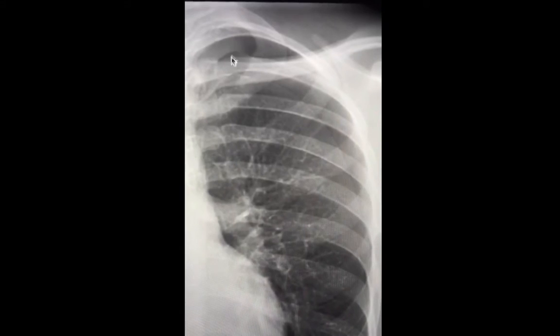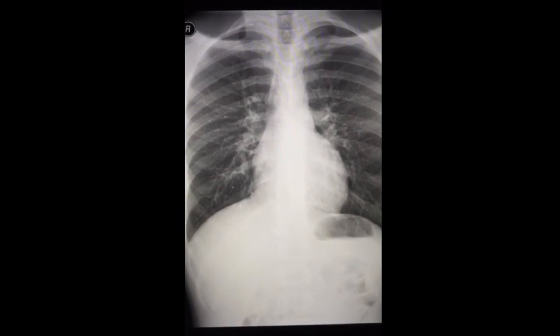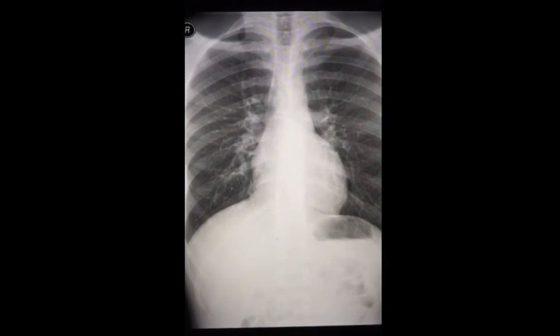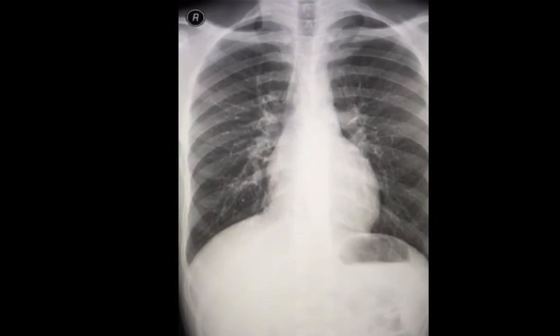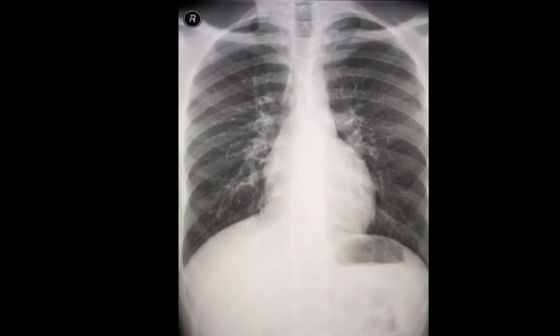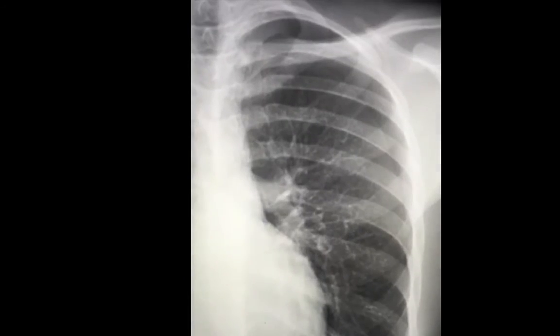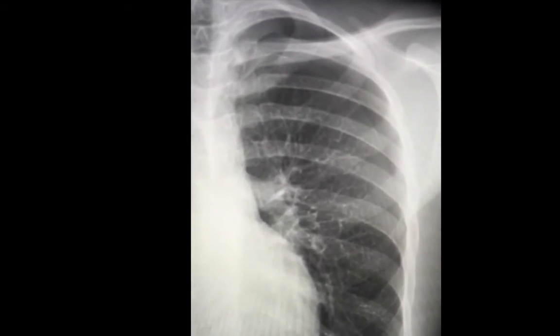Notice how you have a completely lucent hemithorax in this area. The findings are consistent with a left pneumothorax, air within the pleural space. So the two signs of pneumothorax on a standing chest radiograph include a visceral pleural line and lack of lung markings beyond that line. Although this is a short case, it contains two very important teaching points.